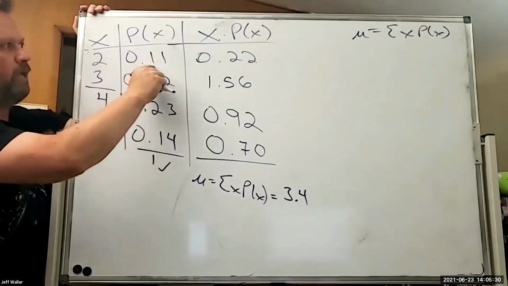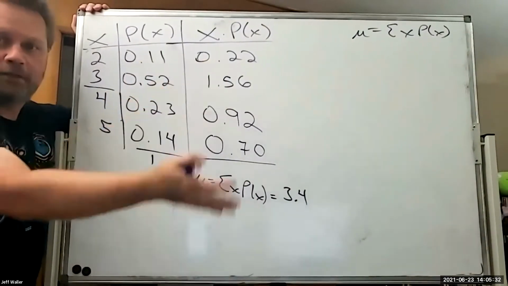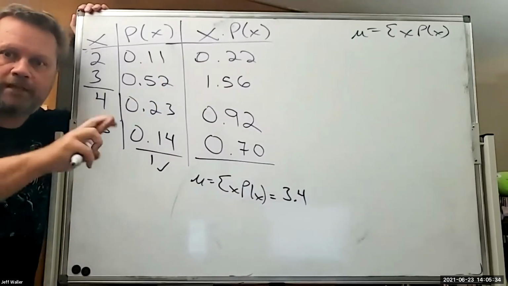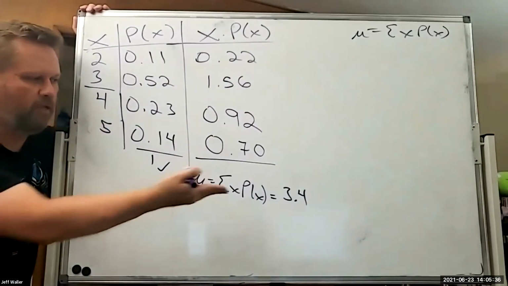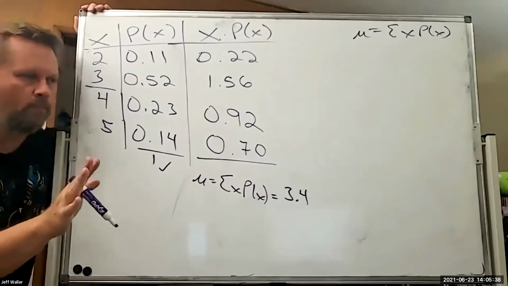So if 2 had been the heaviest weighted, it would have been even less. It would have been pulled up towards 2. Do you have to know all this, what I'm saying? No. We got the answer. So shut up, Jeff.